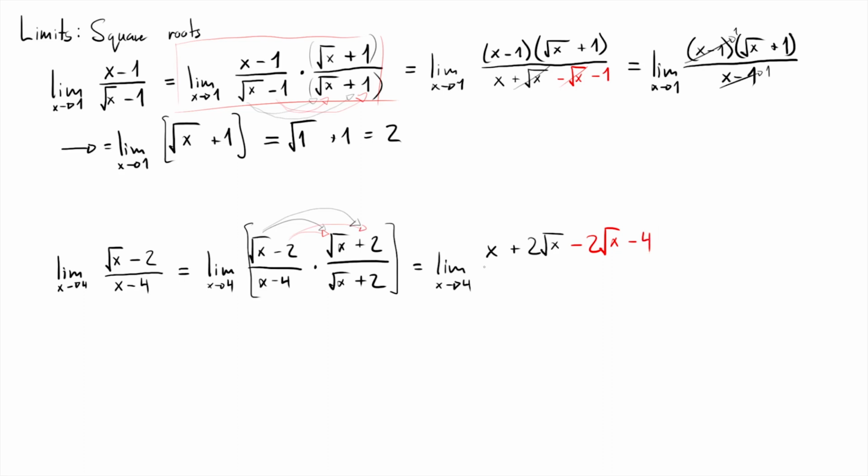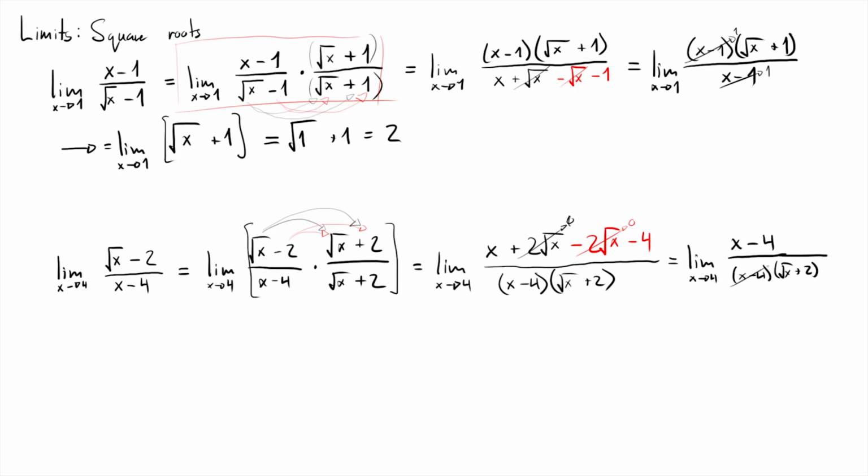Okay, and in the denominator, again, there's no need to expand and simplify. We're just going to rewrite this as x minus 4 multiplied by the square root of x plus 2. Now what we see in the numerator, we're going to have a plus 2 root x and a minus 2 root x. Sorry, those are going to cancel each other out. They're going to become zeros. Now all we're left with is the limit as x approaches 4 of x minus 4 divided by x minus 4 times root x plus 2.